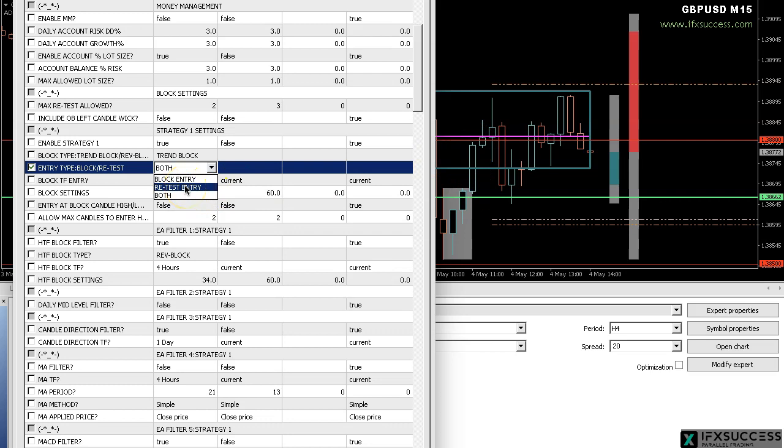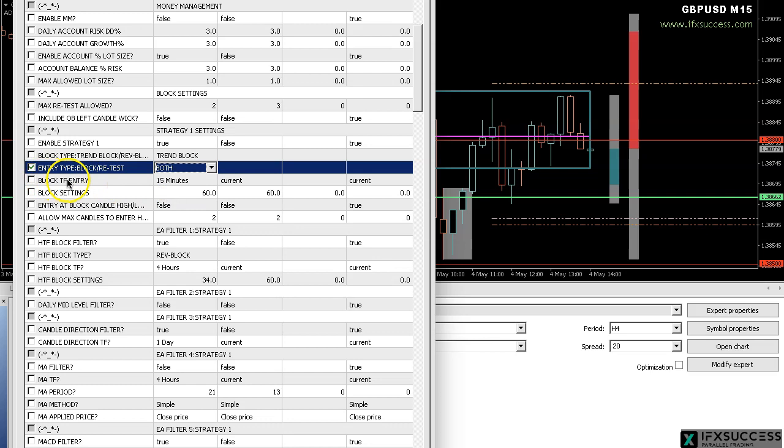Then let's say you only want retest entry. Let's say you want the price to come back in here to give you a retest of this block, so then it's going to do that. Or you say, give me everything, I want both a block entry and a retest entry, just to see if I can get more entries and filter them myself. So we can say both.